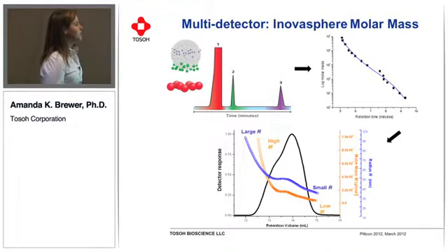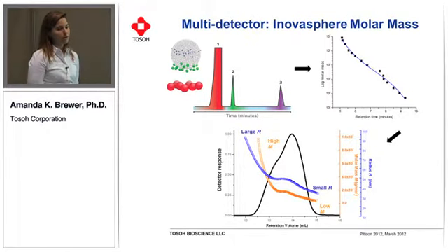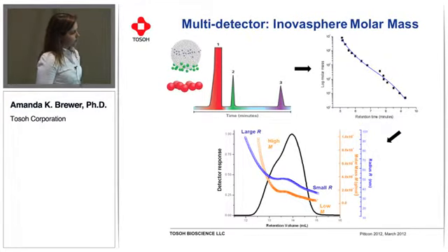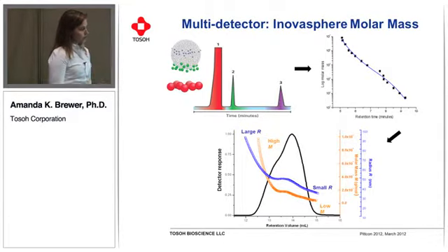Now let's step back a minute to traditional SEC and calibration curves. Remember, we're separating based on size, larger eluents, smaller eluents. We make our calibration curves assuming that the eluents that are larger are going to have a larger molar mass, and the eluents that are smaller are going to have a smaller molar mass. So if we took a calibration curve, as far as molar mass and radius, we would expect larger radius, higher molar mass, and the molar mass to decrease as a function of increasing elution volume. If we were typically using a calibration curve, this is what we would expect.